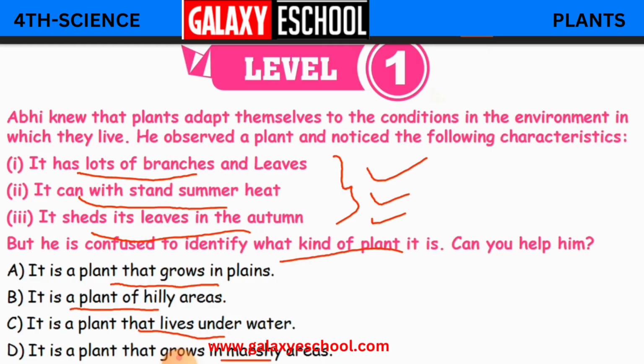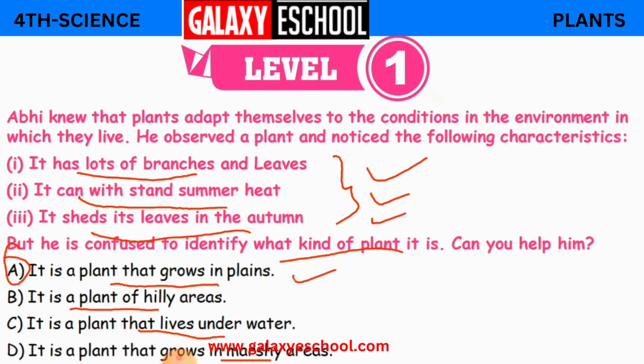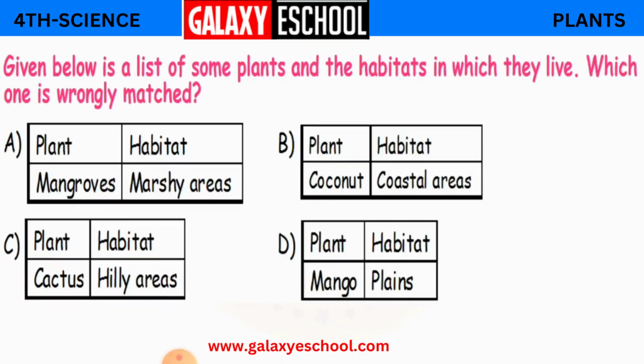Okay children, what type of plant might it be, which can tolerate the sun's heat and which has lots of branches and leaves and sheds its leaves in the autumn? The plant which grows in the plains. That is option A. Okay, so A is the correct answer. Clear children? Now the second question.